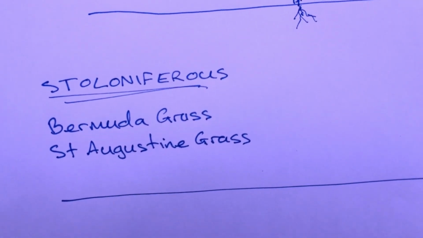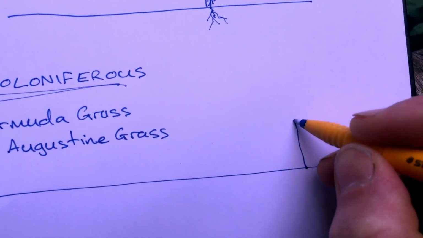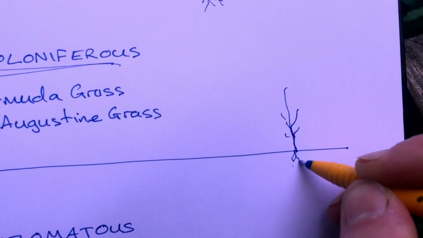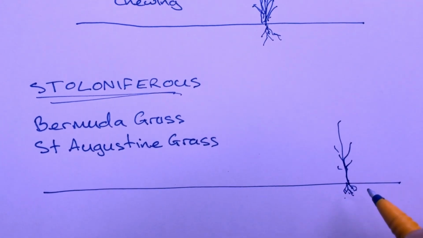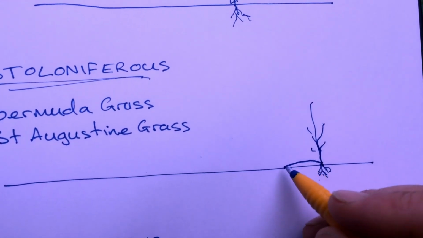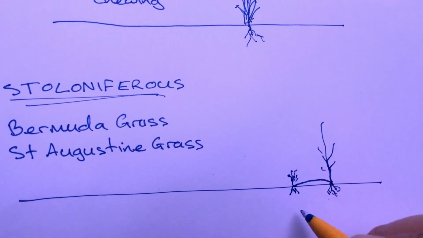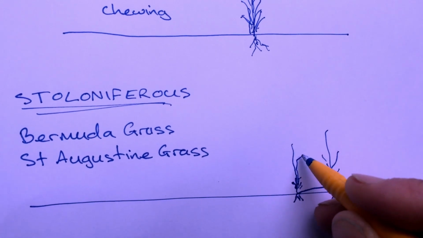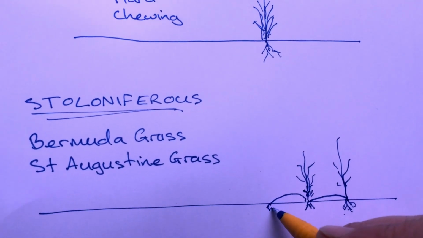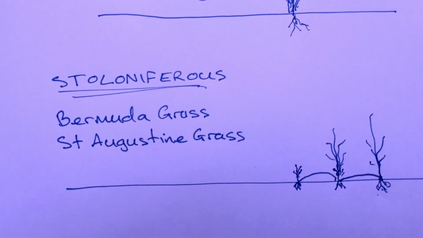Then we have stoloniferous. So what you have is one main plant, your main grass that will do its thing and have its own little root system. But then the stolon is actually a little creeper that grows across the top of the ground, sets some roots in, and your little baby grass will grow from it. And then when that's grown up, it'll become a parent. That will set out a little stolon, set in new roots, and your little baby will grow up. So Bermuda grass, St. Augustine.